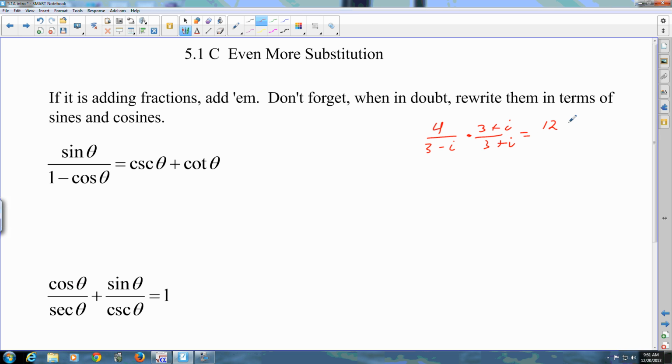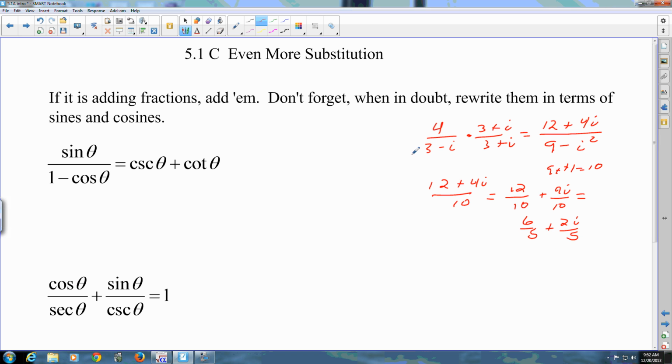So that becomes 12 plus 4i over, it's a difference of squares pattern, 9 minus i squared. i squared is -1, so it's 9 minus a -1, which turns into plus, so the bottom is 10. So you get 12 plus 4i over 10, and because it has an i, you have to split it. The idea is you're splitting this fraction into 2 separate pieces. That idea you're also going to use in this. So 12 over 10 plus 4i over 10 becomes 6/5 plus 2i over 5.